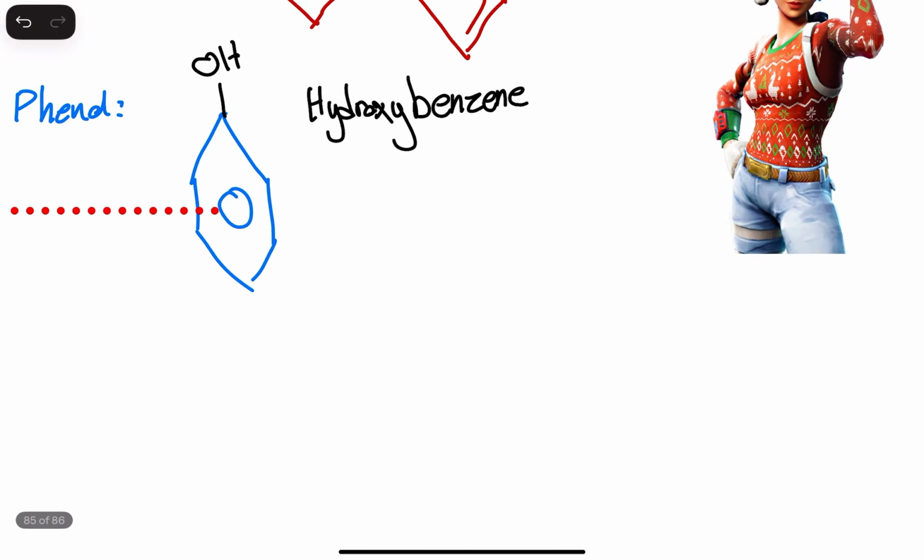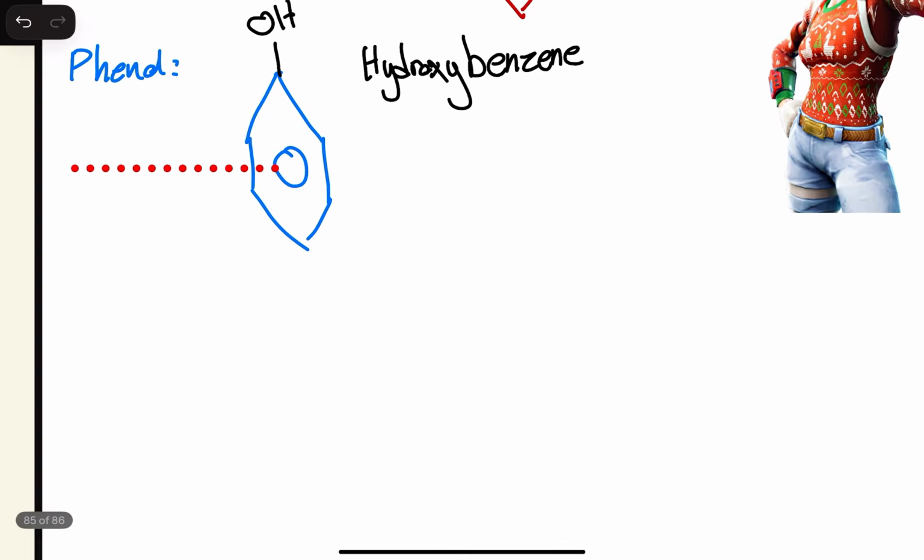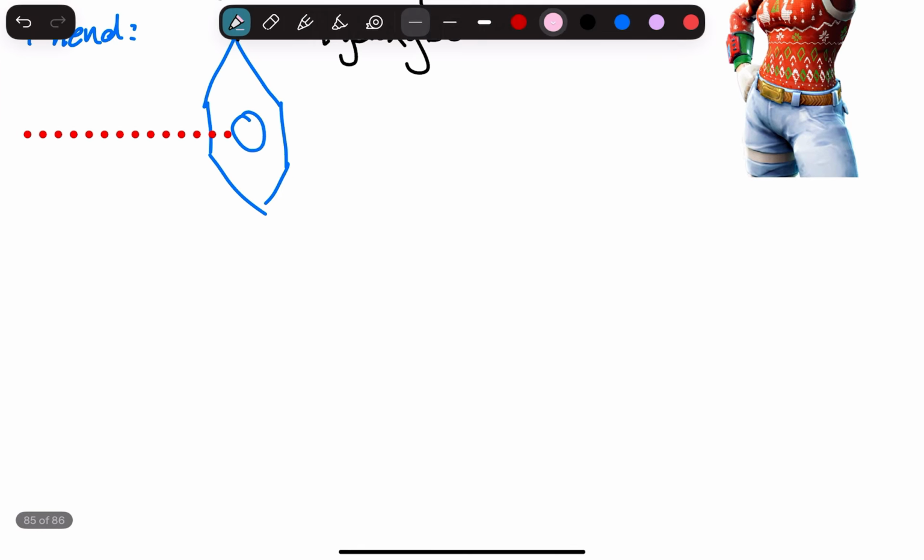So let's say we have a different kind, which would be aniline. Aniline would look something like this. It's a benzene ring, but instead of a hydroxy group, it's going to have a nitrogen group, NH2. And this would be called aminobenzene.